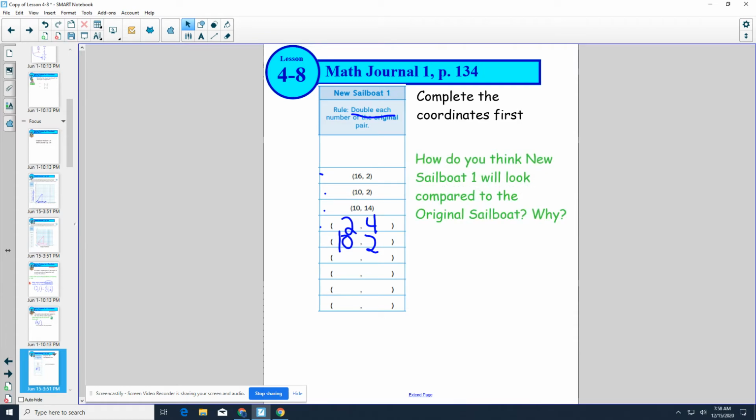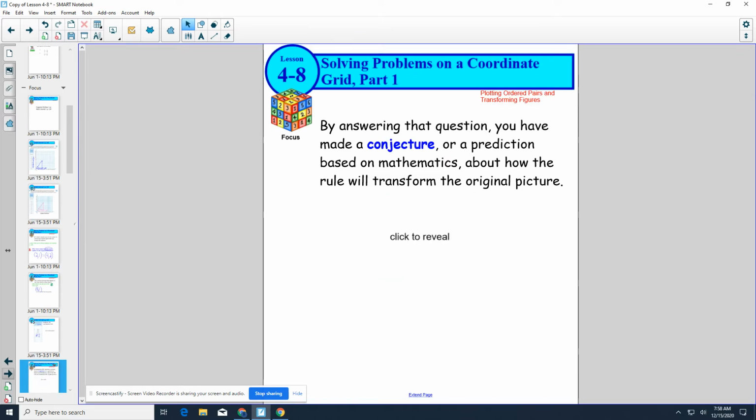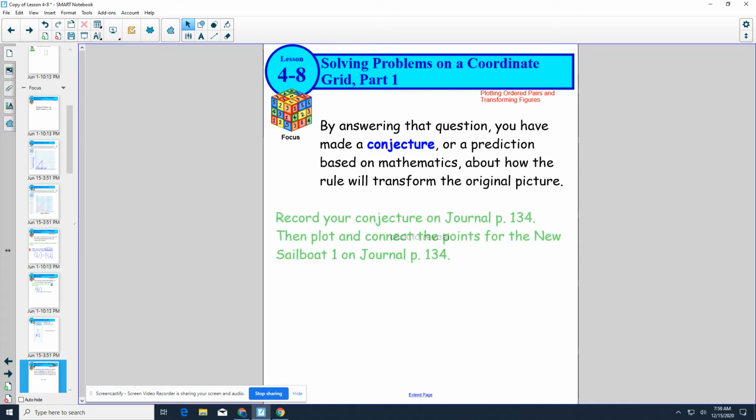But think about, how do you think that's going to look different from the other sailboat? If we're doubling both coordinates, do you think it's going to be a smaller sailboat or a bigger one? And why? So that's something to think about as you go through here. By answering that question, you've made a conjecture, or a prediction based on mathematics, about how the rule will transform the original picture. So if you hear someone say that, they're making a prediction based on the math that they have in front of them.